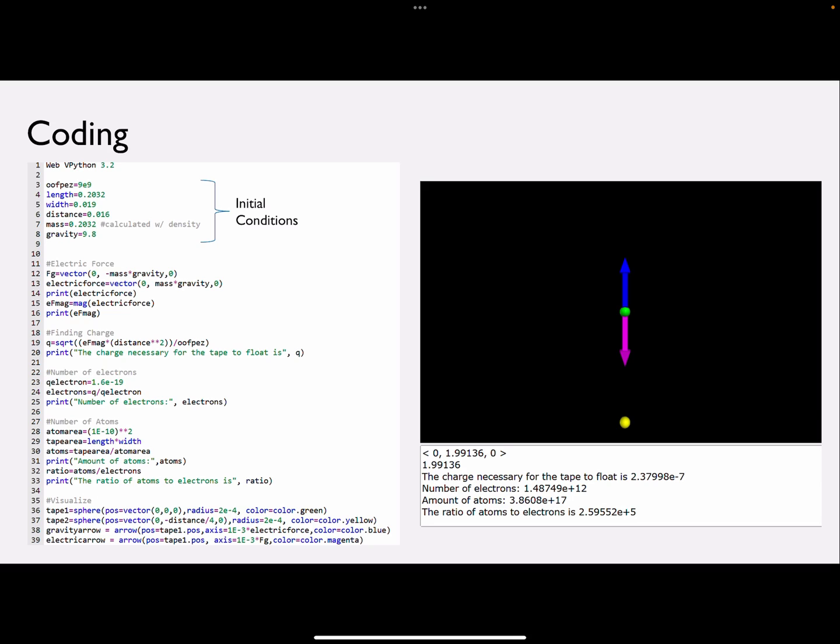Then we have a visualization on the right where the gravitational force is the pink arrow going down, and the electric force is the blue arrow going up. And then we have a couple of statements that just define some of the things that we were looking for.